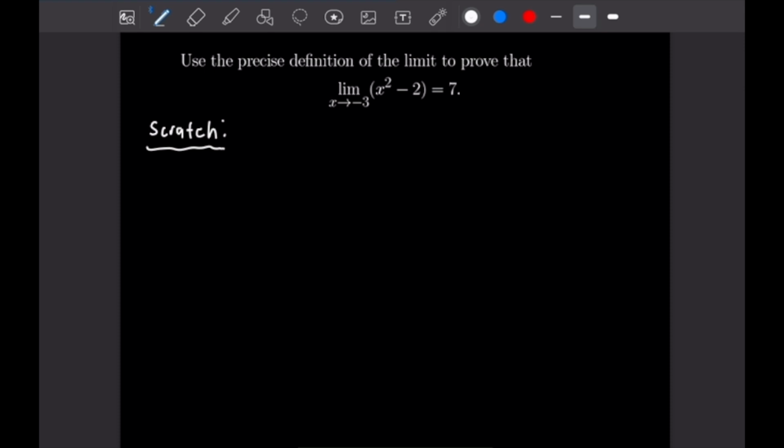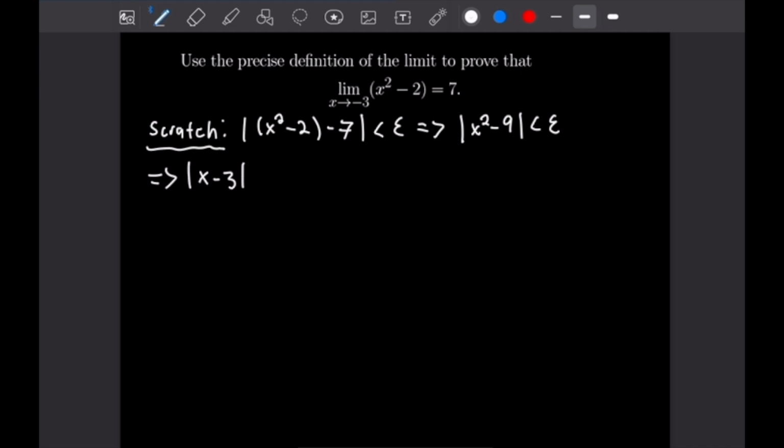So for our scratch work, we will have the absolute value of x squared minus 2 minus 7 is less than epsilon. We can combine that negative 7 and negative 2, and then we will get the absolute value of x squared minus 9 is less than epsilon. Now we want to factor this x squared minus 9, so we will get the absolute value of x minus 3 times the absolute value of x plus 3 is less than epsilon.